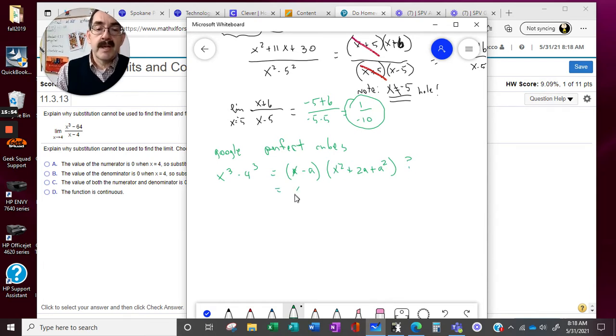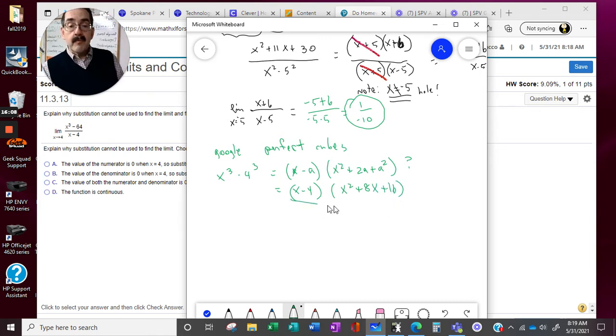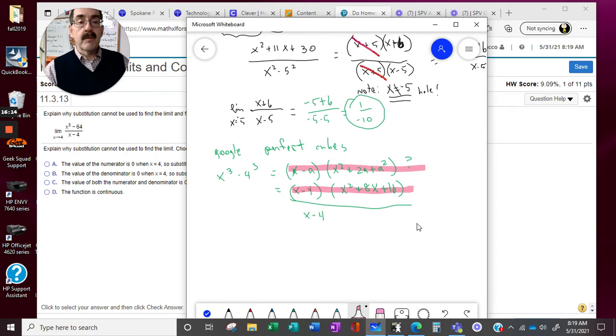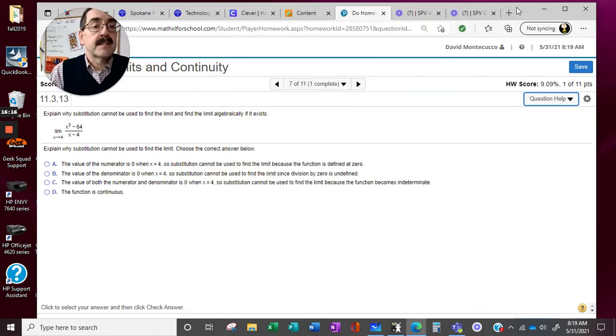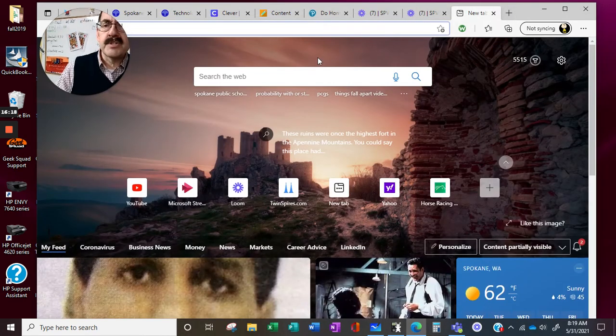So this is going to be x minus 4, x squared plus 8x plus 16. Okay, all right. And it's all divided by x minus 4. So we've got to have our perfect cubes, right? The formula for a perfect cube, and that might be on one of your cheat sheets.